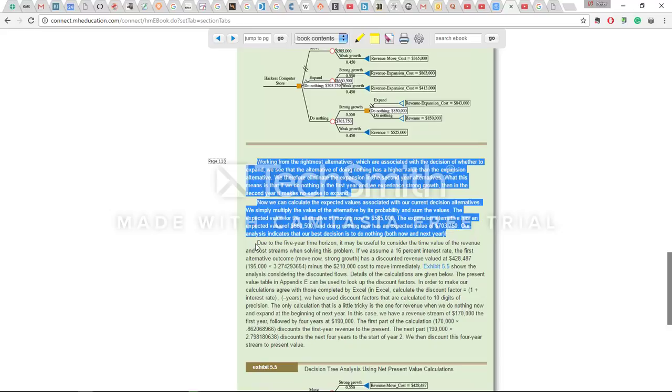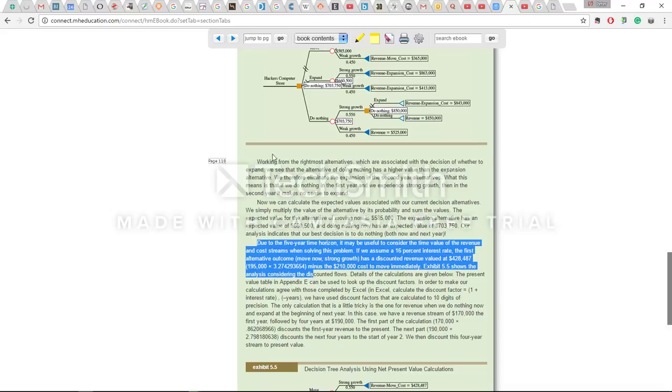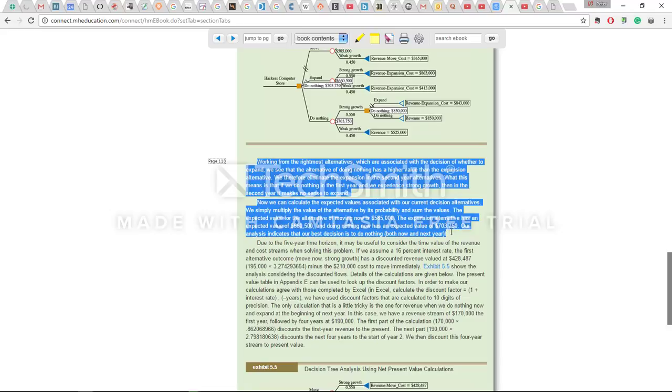We're going to be now taking a look at what they describe from here on down, from the due to the 5-year, okay? So let's go through the narrative here. What are they telling us? Due to the 5-year time horizon, it may be useful to consider the time value of the revenue and cost streams when solving this problem. If we assume a 16% interest rate, the first alternative outcome, what was the first alternative?